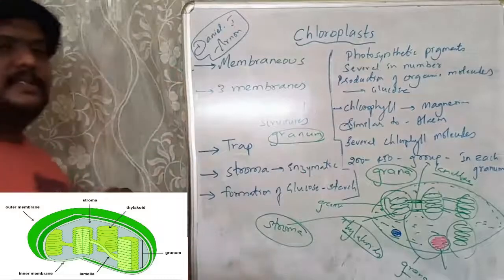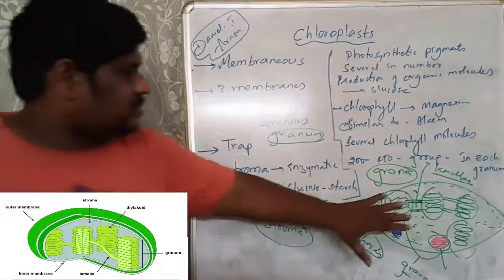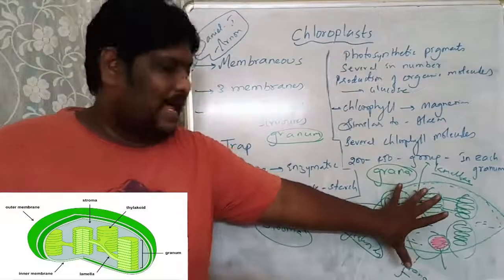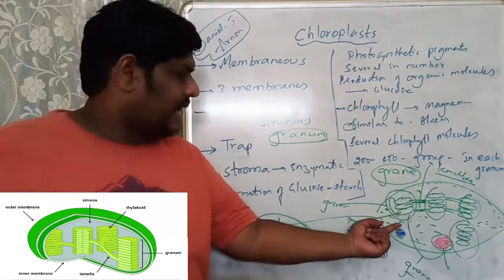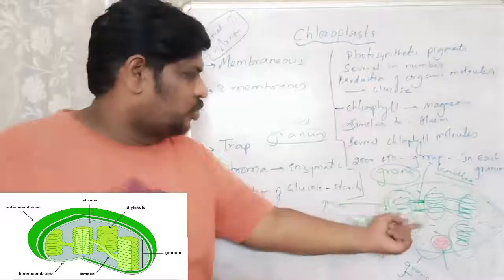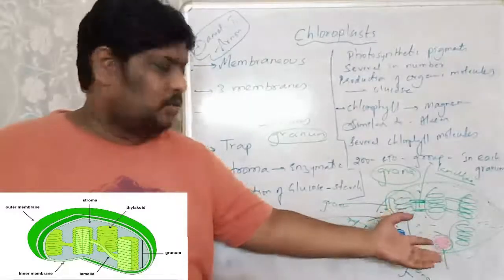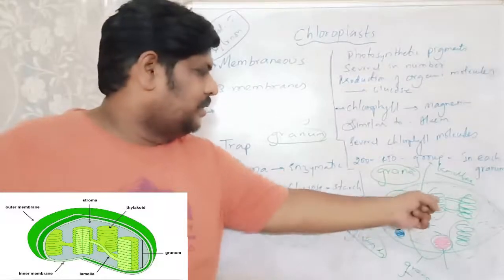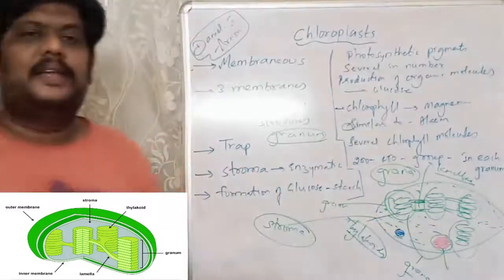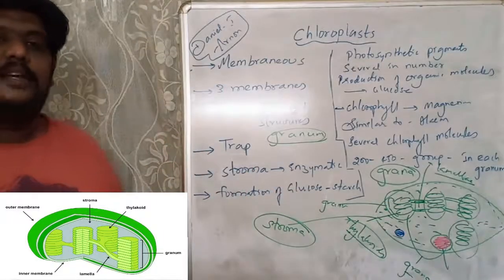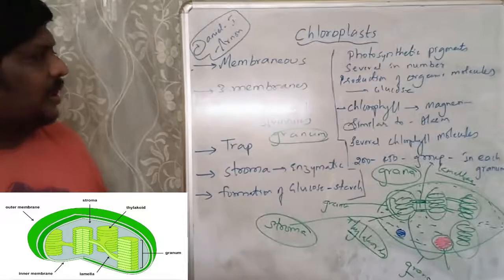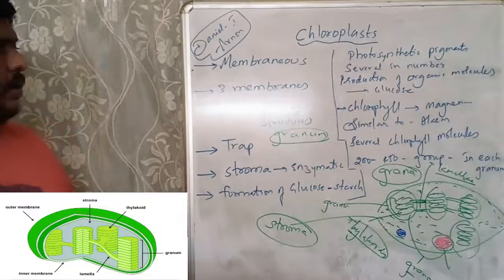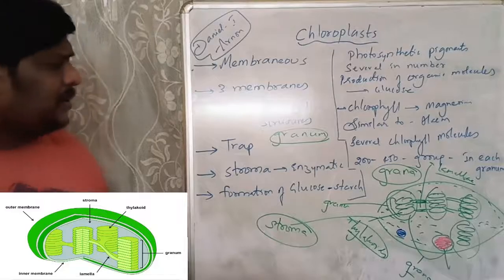What are they called? Lamellae. So this particular chloroplast has membranes, stacks of thylakoids called grana, and then the fluid part is called the stroma, and the connections between the grana are called the lamellae, which you also call stroma lamellae. Okay. Now, coming to the next point.